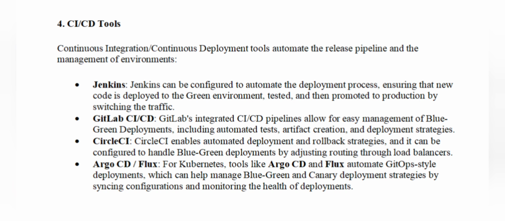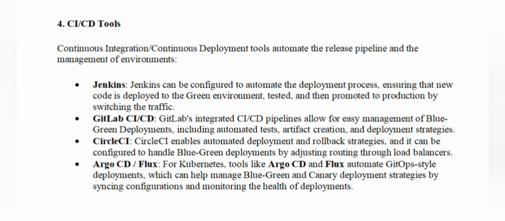Fourth one is CI/CD tools. Continuous integration, continuous deployment tools automate the release pipeline and the management of environments. First is Jenkins. Jenkins can be configured to automate the deployment process, ensuring that new code is deployed to the green environment, tested, and then promoted to production by switching the traffic.